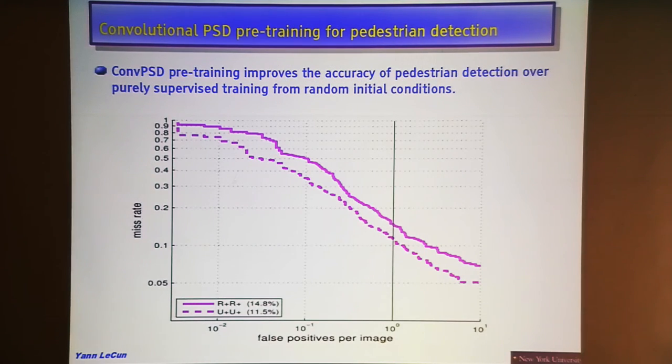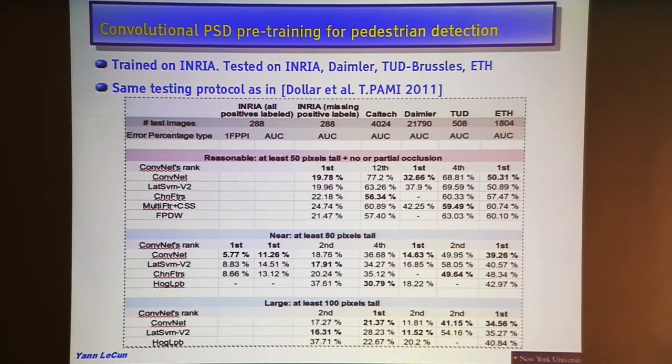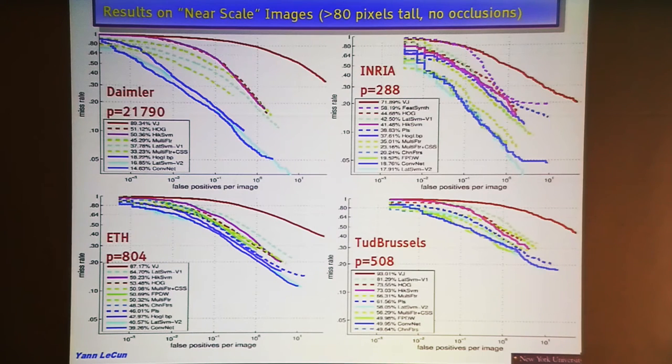And this is the difference between the same network. This one is trained purely supervised, and this one is trained with unsupervised pre-training. So there's definitely an improvement there. And these are bigger data sets. This is a data set from Daimler Benz, where our system gets pretty much state of the art. Same here, same here, same here.